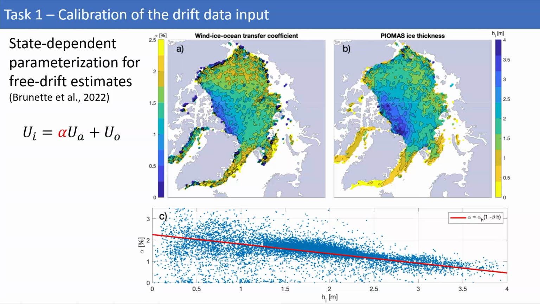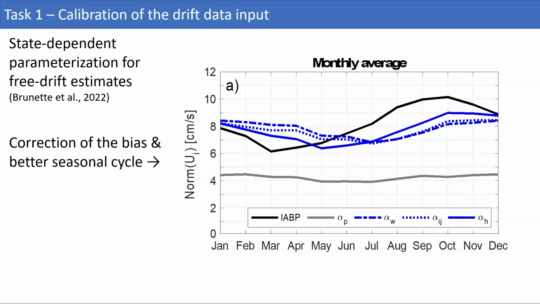And we put this side by side with a map of the climatology of the ice thickness and biomass. So beyond the resemblance in the spatial distribution, we can also put them in relationship to one another. And you see that there is a first-order linear relationship between the wind-ice transfer coefficient and the ice thickness. And this is what we feed back into this calculation of free drift data input. And doing so, we developed the state-dependent parameterization for free drift.